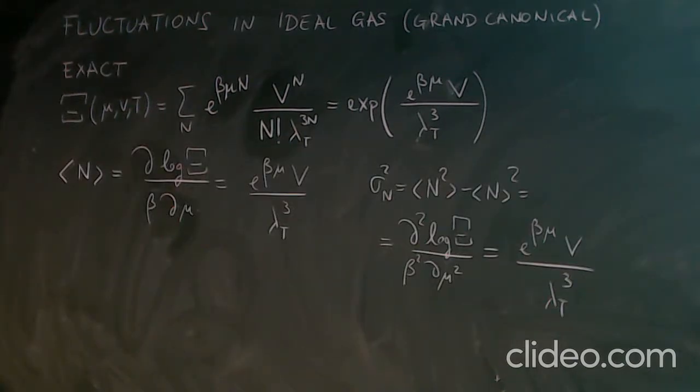So now we calculate two quantities. We calculate the average number of particles, which is the derivative of the log of the grand canonical partition function with respect to the chemical potential divided by beta, and this is the result: exp beta mu V divided by lambda T to the third. We also calculate the variance using well-known formulas. The result is the same.